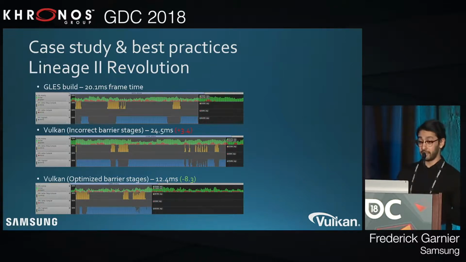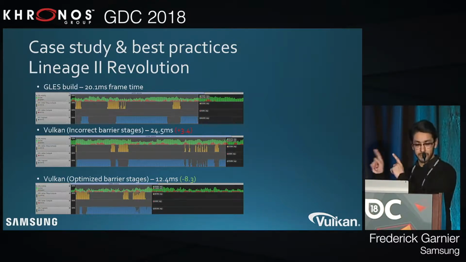As you can see on the slide here, this is DS5 Streamline. There are 3 images, and the gray part is just a timeline size. We basically measured the original GLES build, the Vulkan build with the incorrect barrier stages, and a Vulkan optimized build. For OpenGLES, our initial evaluation was 20 milliseconds for frame time. And then with Vulkan, as we ported it, but didn't actually do any optimizations, we got 24 milliseconds, which basically means that it increased by 3.4 milliseconds.